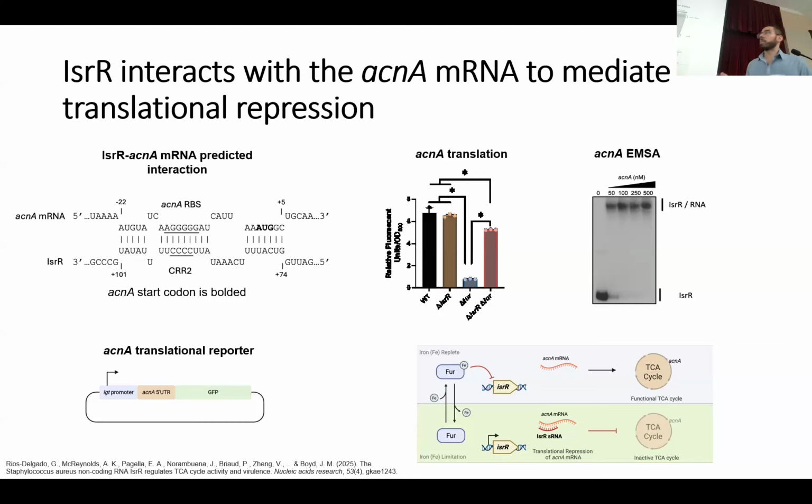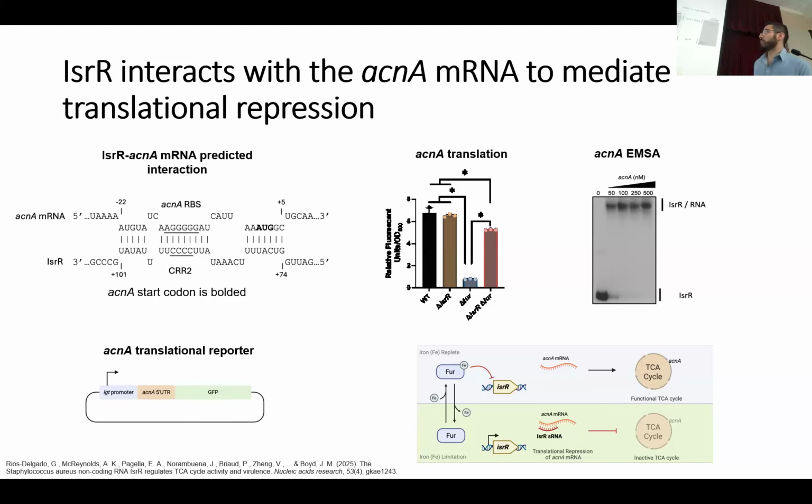So with this knowledge, we can put together a couple more pieces of the puzzle and know that during iron limiting conditions, FIR acts as a repressor of IsrR, which I didn't show, but it does. But in the absence of FIR, IsrR is expressed, it binds to the aconitase transcript, leads to translational repression or inhibition, and that's what's causing the inactive TCA cycle that we see in the absence of FIR.